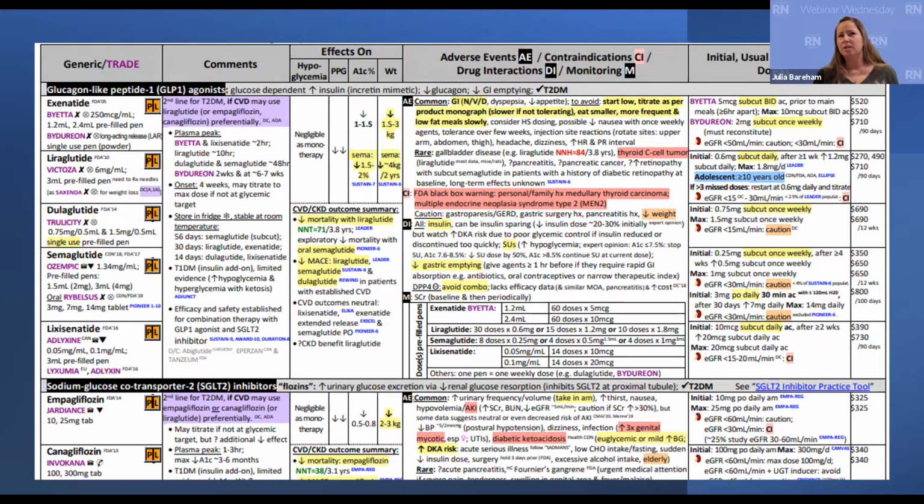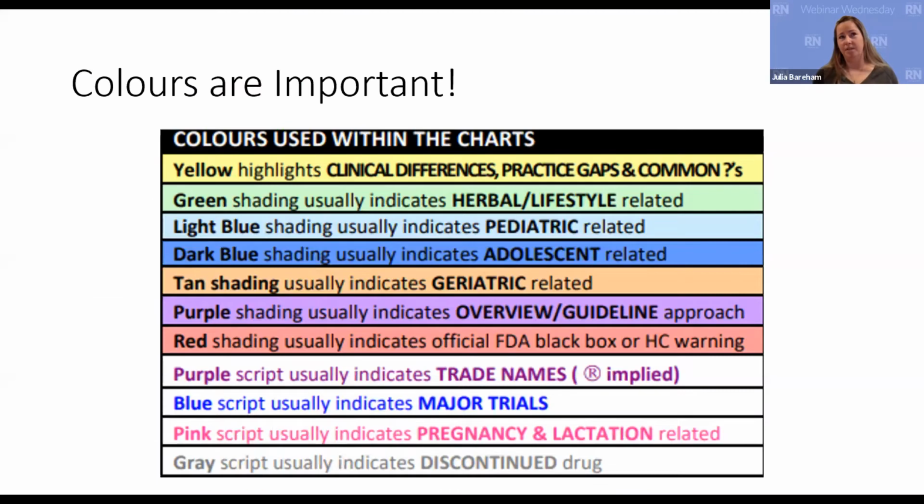When you look at this chart really quickly, a few things that jump out at you are the colors. You might see some purple, some yellow, and a little bit of red. When you open up an RxFiles resource and you see that shading, we use that to denote different aspects that you might be interested in. If you've got just a few seconds, look for what's yellow, especially yellow with bold font, because that's meant to draw your attention. It's important. That's where the differences lie. That's where the practice gaps are. That's where our common questions are.